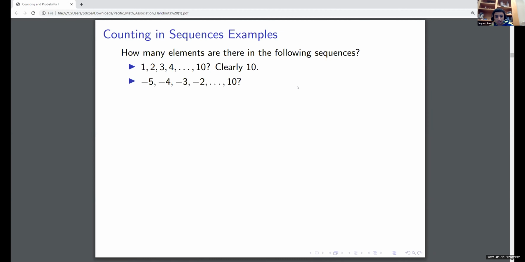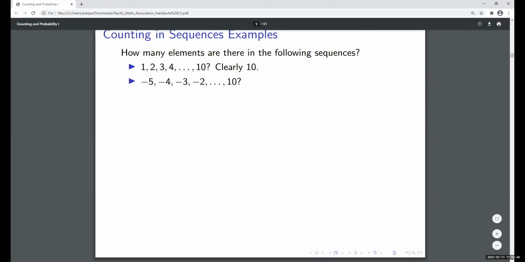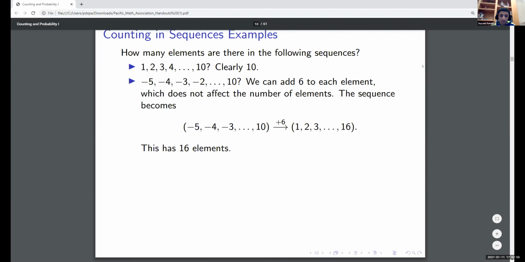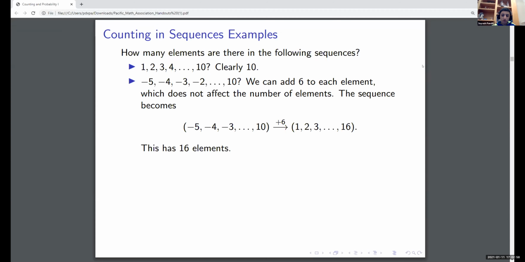This one. Are there 15 elements in this one? Are you sure? 16 elements. There's 16, because 0 is a thing. Okay, yeah, so that's part of it. But here's the key thing to notice. If we add 6 to each element, notice -5 plus 6 gets us to 1. -4 plus 6 gets us to 2, all the way to 10, which gets us to 16. That's not going to affect the number of elements that are in it, right?